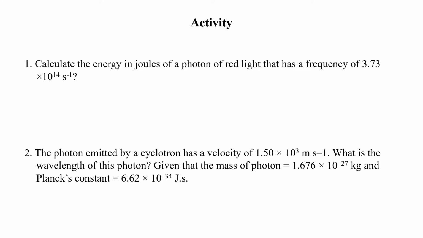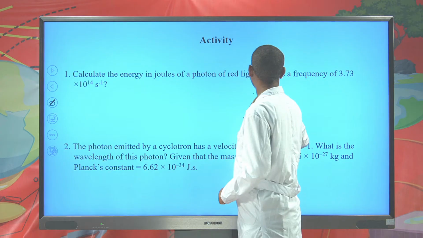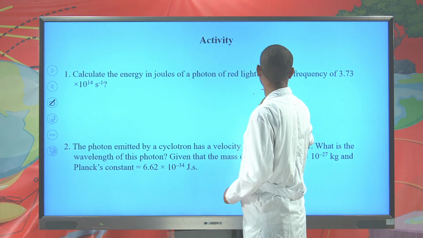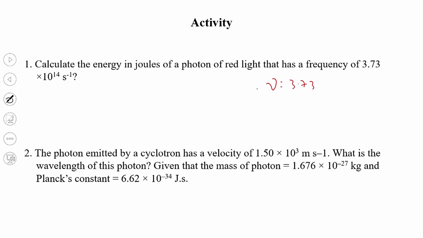For example, calculate the energy in joules of a photon of red light that has a frequency of 3.73 times 10 to the power of 14 per second. What's given is the frequency. The nu is given. The nu is 3.73 times 10 to the power of 14 per second.